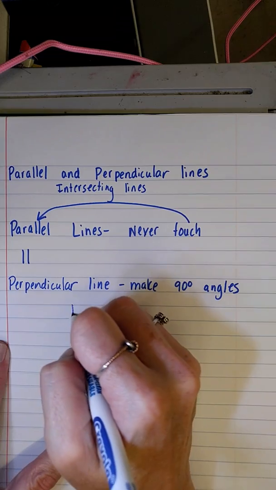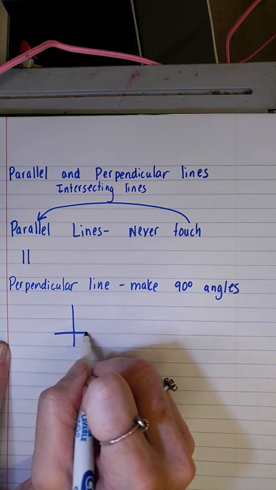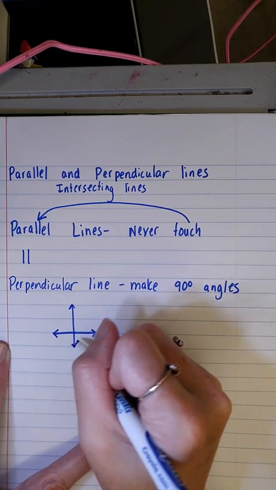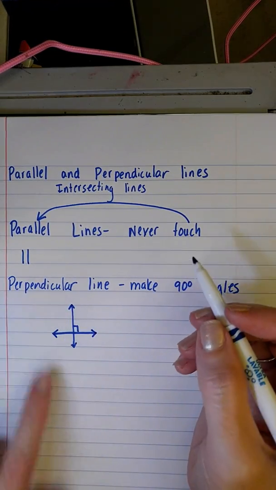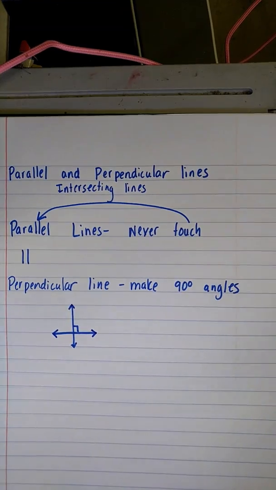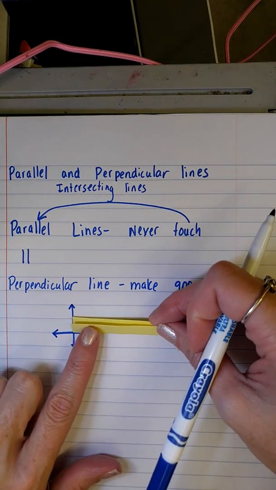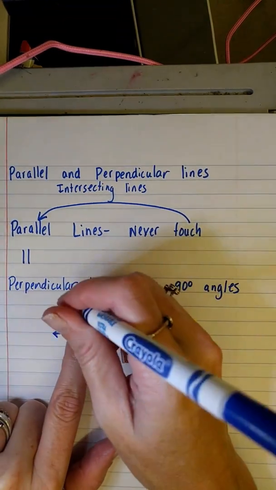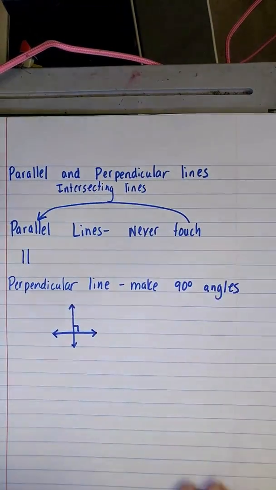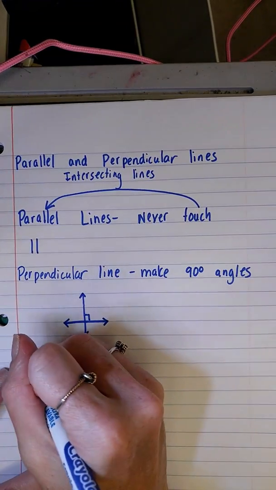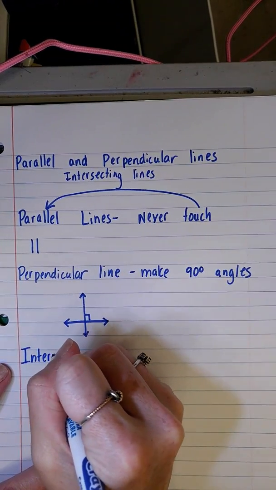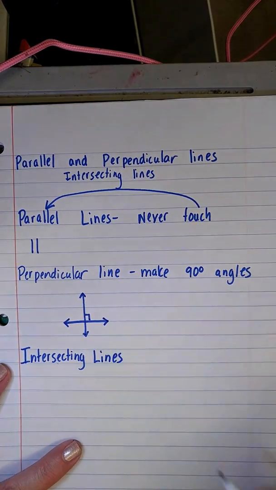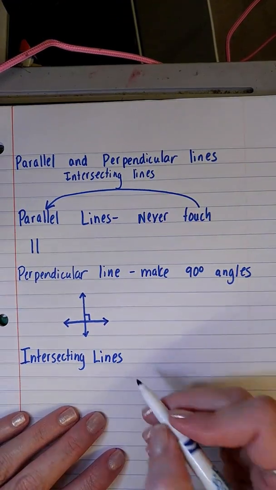So a perpendicular line would be something like this. And there are lines, so they'd look like this. It makes a 90-degree angle. That's perpendicular. They have to make that 90-degree angle. And again, we could use the strategy of vertex, putting our little paper there, and then seeing that it runs right along the edge of the paper for our perpendicular line. The last one is intersecting lines. Intersecting lines cross at one point.